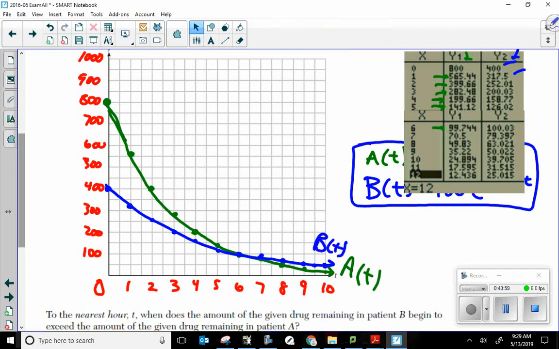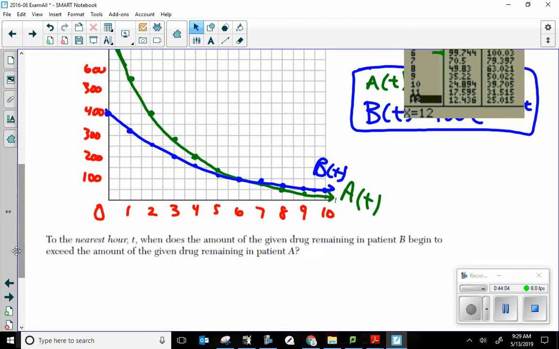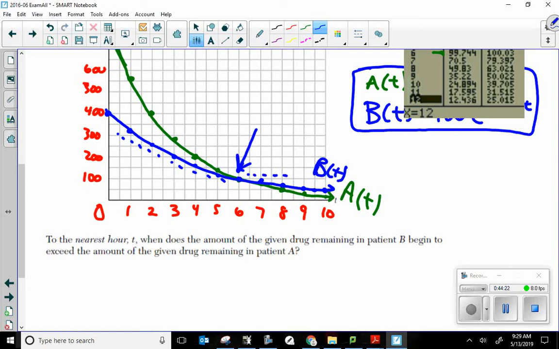Okay, beautiful. Now, to the nearest tenth of an hour, when does the amount of the given drug remaining in B begin to exceed A? So B is the blue one. It's less than A because it's below it. Then it hits right here and begins to be above it. So they're asking at what point does that switch?